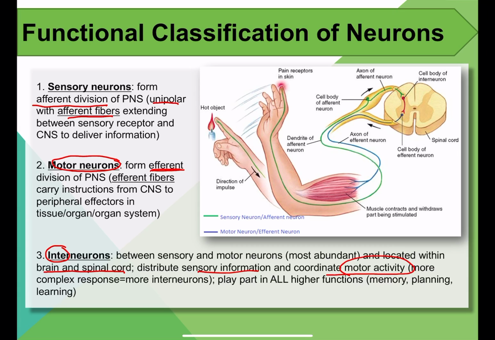Now, the more complex a response requires, the more interneurons you will need. And interneurons always play a part in all higher functions that have to do with memory, planning, and learning, because a lot of these functions involve multiple parts of the brain, and hence sometimes you need those interneurons for relaying information simultaneously to different parts of the nervous system in order to coordinate that one action you want to do.